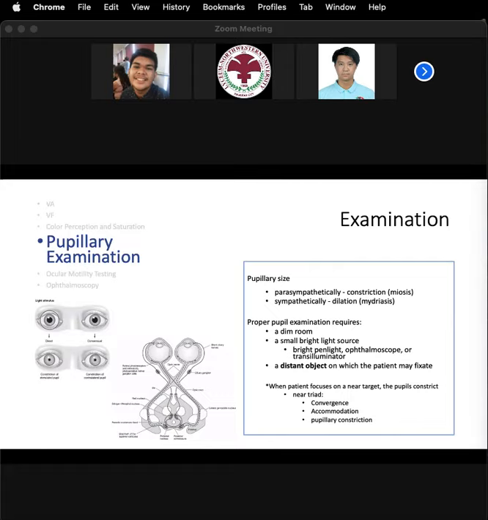For a proper pupil examination, you should do it in a dim room with a small bright light source. It could be a penlight, an ophthalmoscope, or better yet, a Finnoff transilluminator. You should ask the patient to fixate on a distant object. Why a distant object? Because when a patient focuses on a near target, the pupils constrict. This is part of the near triad.